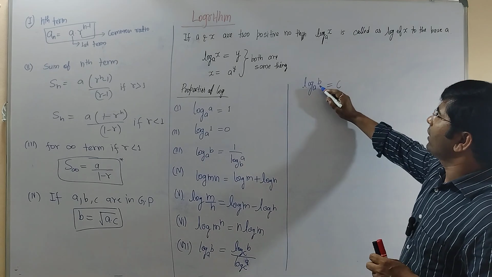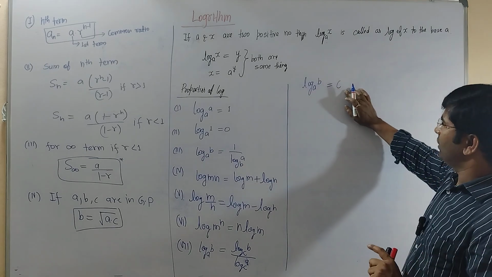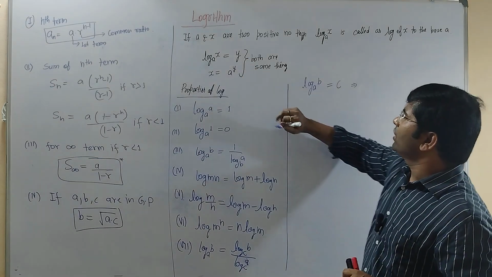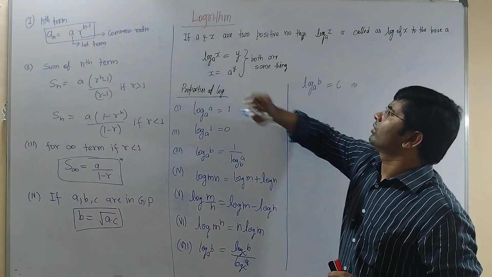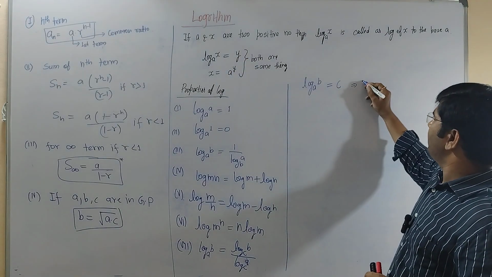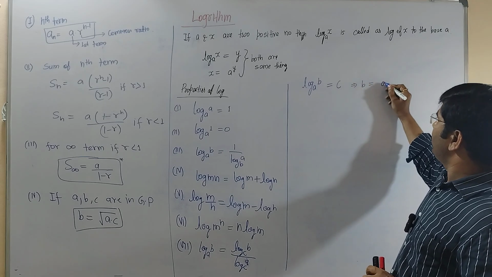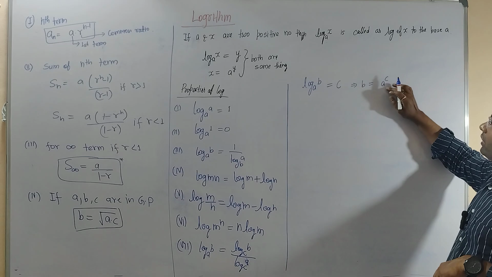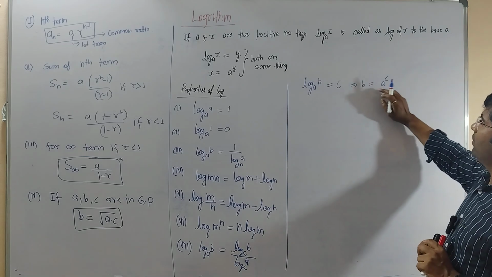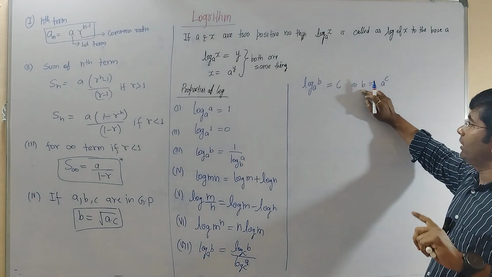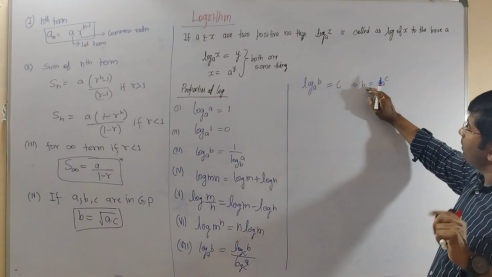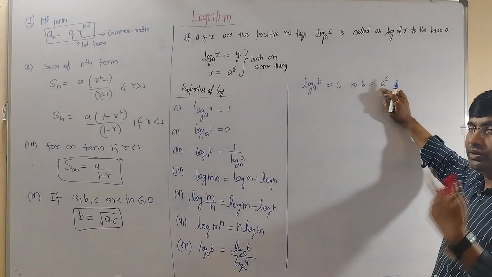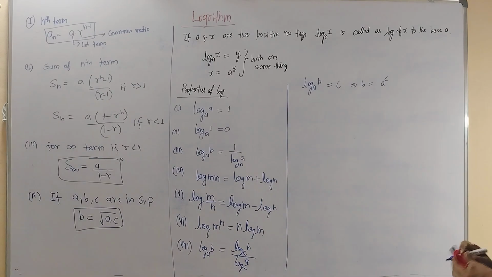So if there is log a b equal to c, then we can write here, similar to this one, it will become the power of this one. That means it will be b equal to a to the power c. And if you are confused, you take log both sides to the base a. So this will be log of b to the base a, and this will become simply c. We can write like this.